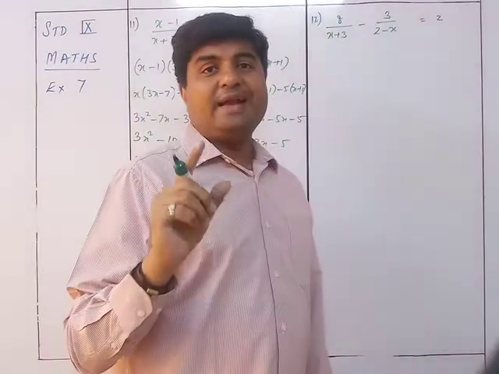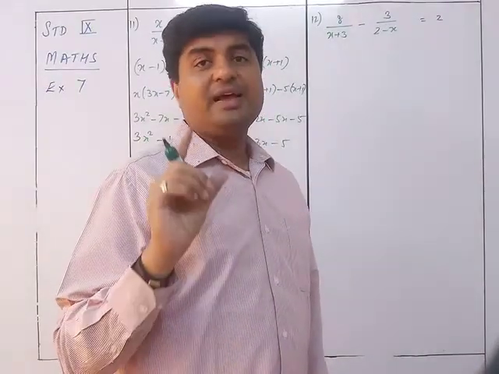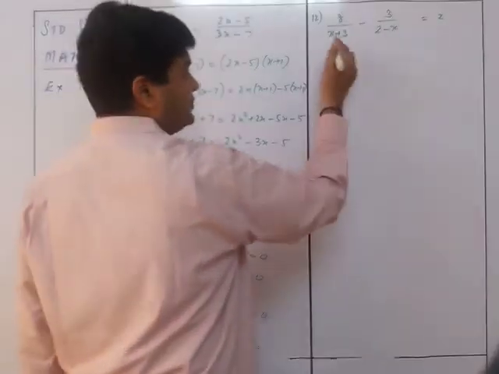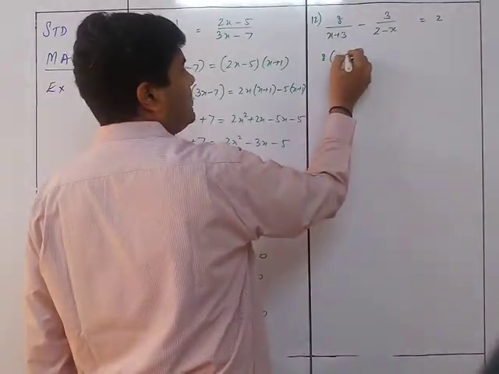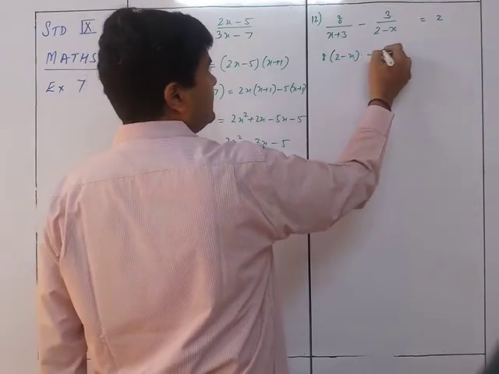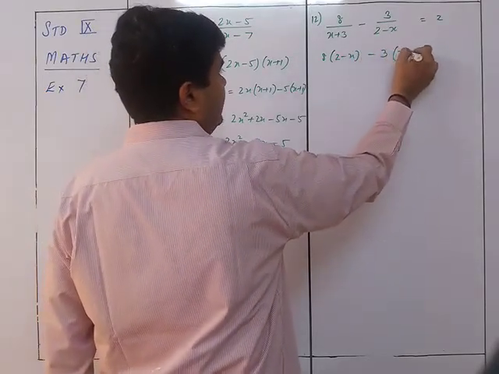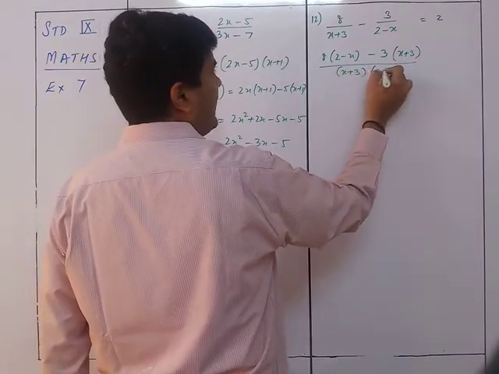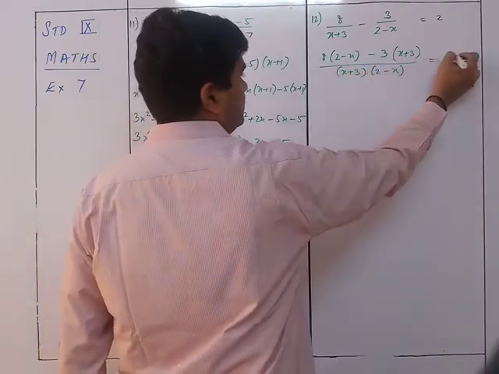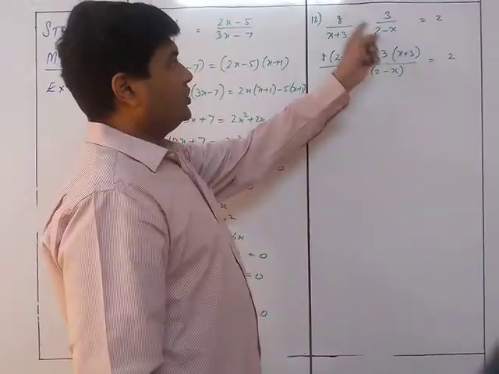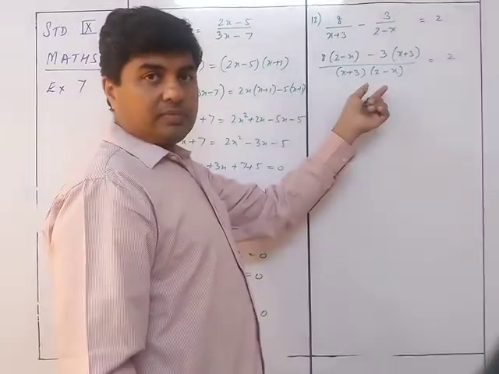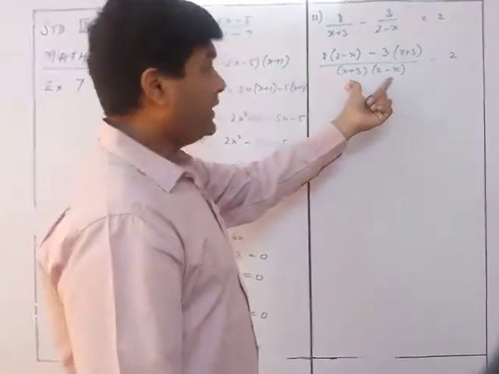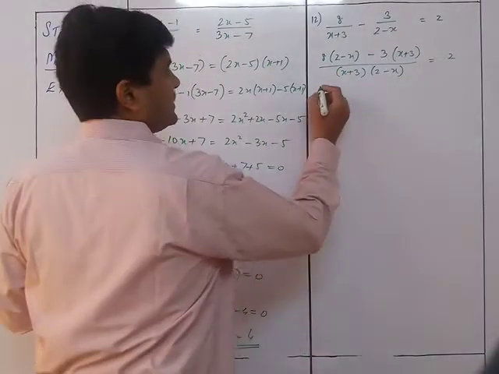First thing, get rid of the denominator. That means LCM. LCM of these 2 will be the multiplication of the 2. Therefore, it will be 8 into 2 minus x minus 3 into x plus 3 upon x plus 3 into 2 minus x is equal to 2. Cross multiply and LCM. So that is how you are taking the LCM for binomials. Got it? Open the brackets.